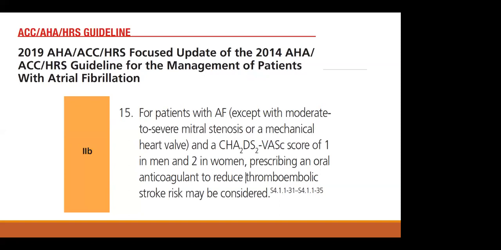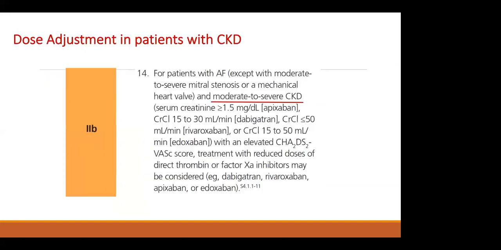So I think in this group of patients, you should assess the bleeding risk. If the bleeding risk is high, definitely do not give anticoagulation because it's a class 2B. If the risk of bleeding is low, you may consider giving anticoagulation in those patients.